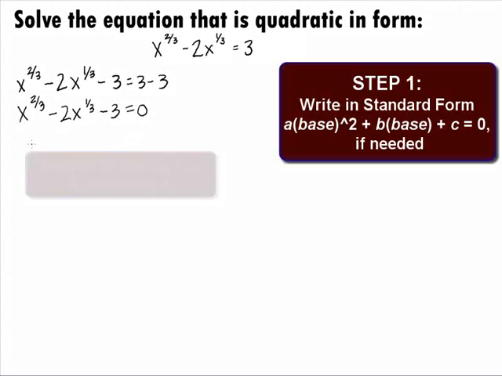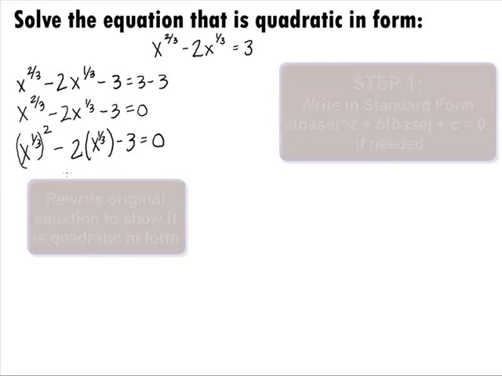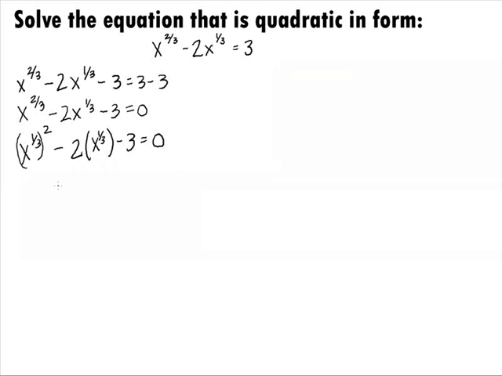Let's rewrite this to show you how it fits into the quadratic equation. We can think of this as the base of x to the 1/3 power being squared minus 2 times that same base of x to the 1/3 power minus 3 equals 0. So it is x to the 1/3 power, that is the base that we were working with here.